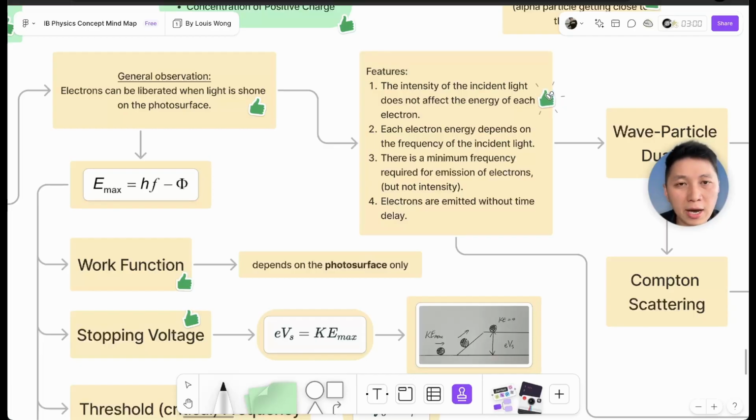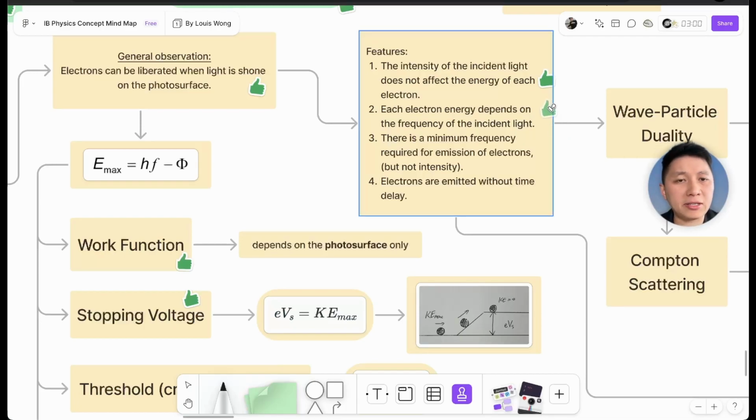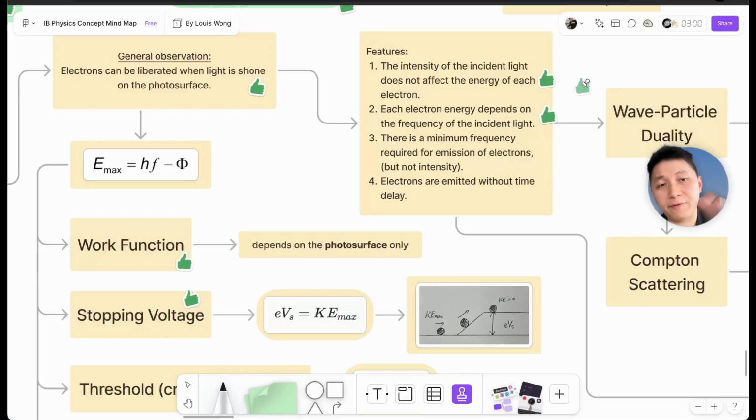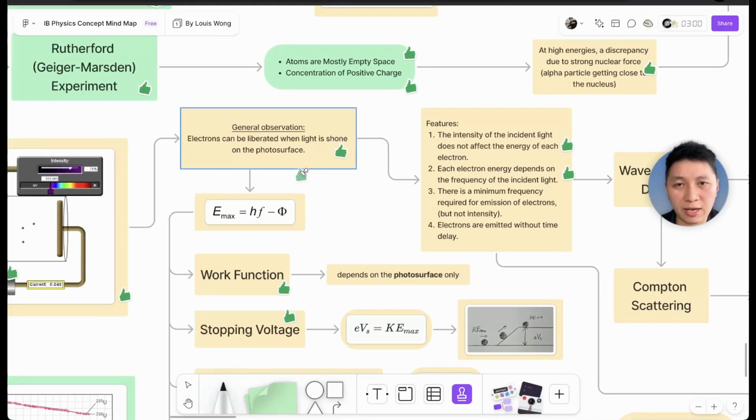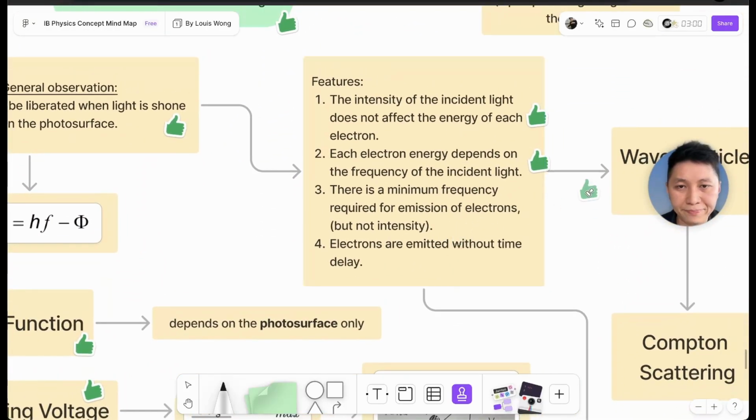More strangely, there are some features that I would recommend you recall for the photoelectric effect. The first thing is the intensity of the incident light does not affect the energy of each electron. So whether the electron has high or low energy has nothing to do with intensity. With low intensity, you can still get a really high kinetic energy of electron. Number two is that for each electron, the energy depends on the frequency. Again, it's not the intensity, but the frequency. Of course, now you know it's something to do with the equation we just talked about, E equals hf. High frequency, high energy.